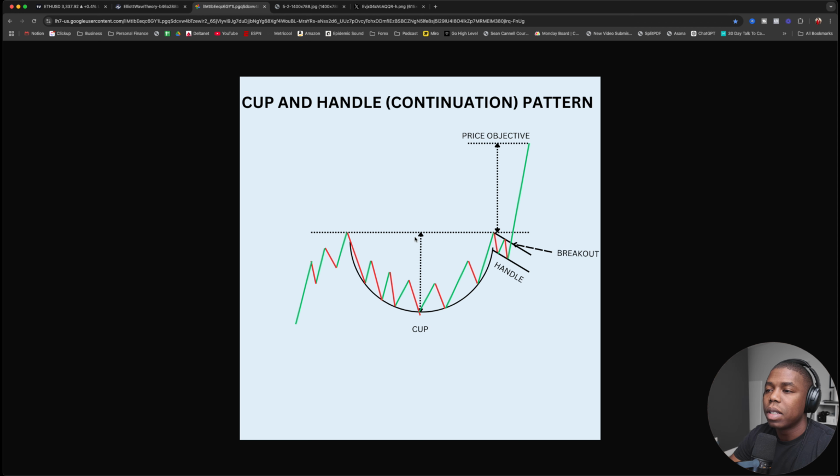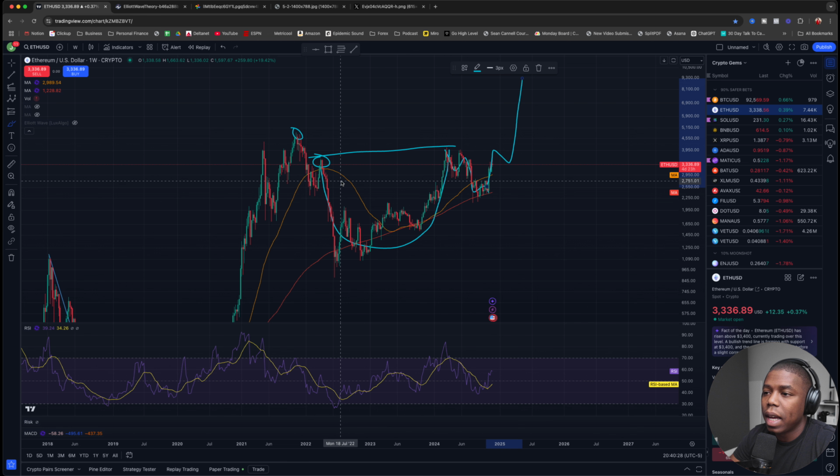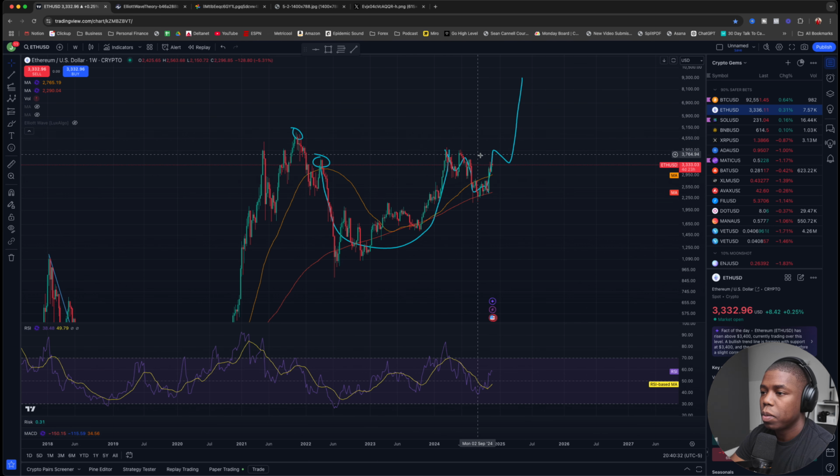This pattern gives us a way that we can set a price target, and that's by measuring from the bottom of the cup and handle, the cup part, up to that level of resistance. I also like to call that the lid. So let me actually clean this up a little bit so we can see a little bit better.